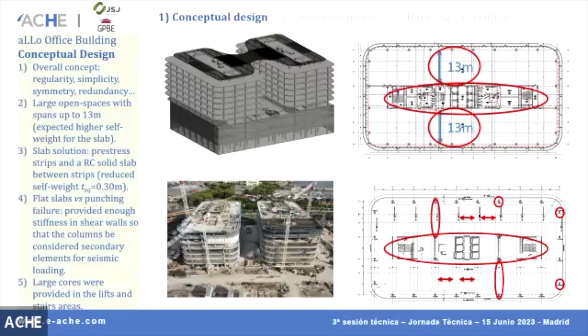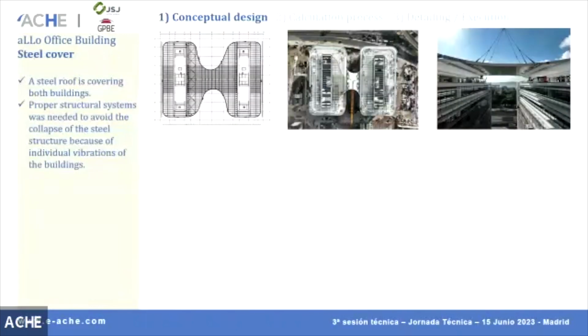Okay, so the cores were located in that area. We had enough cores in the stairs and the lifts, so that the columns could be considered only to take a fraction of the seismic load and are not really needed to equilibrate seismic forces.